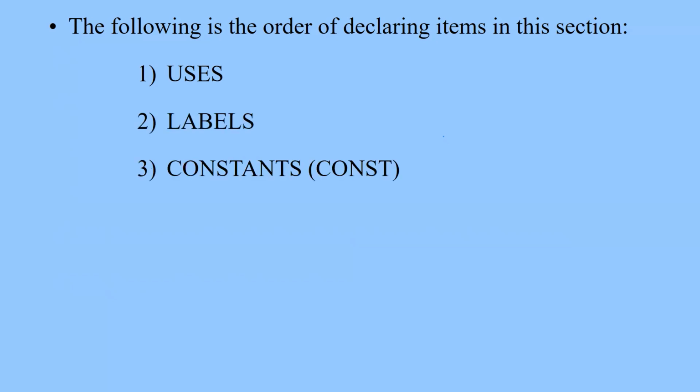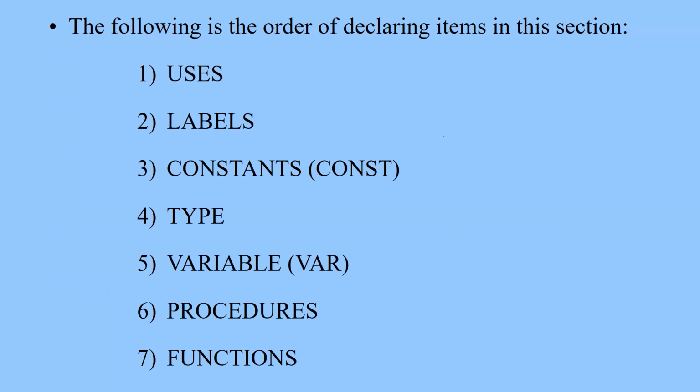So the following is the order of declaring items in this section. This is the order of how you declare the various items that I'm going to be using in a Pascal program. Number 1, you begin with uses. 2, labels. 3, constants. 4, type. 5, variables, abbreviated as VAR in Pascal. 6, procedures. 7, functions. I will explain what all these are in my subsequent presentations in this series.